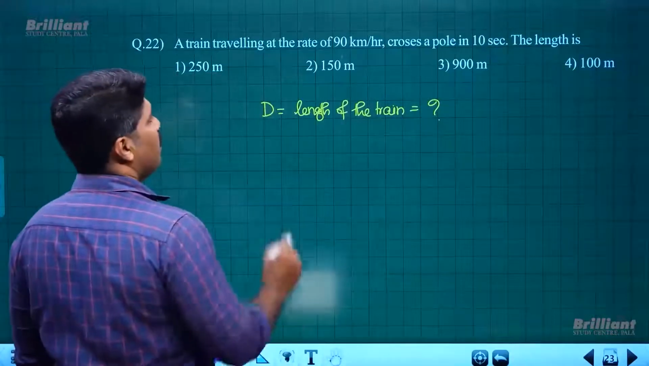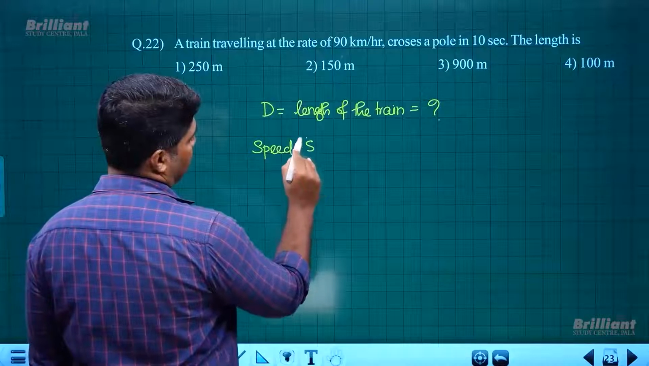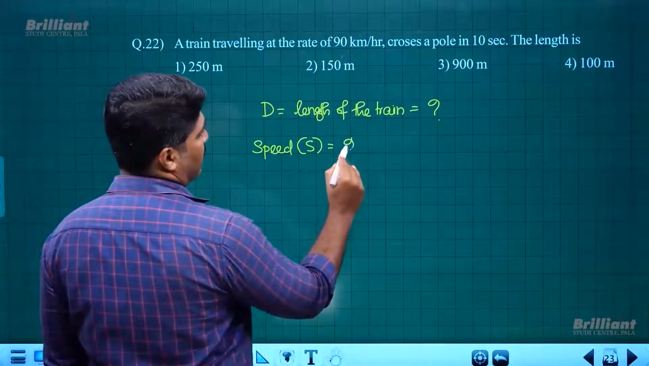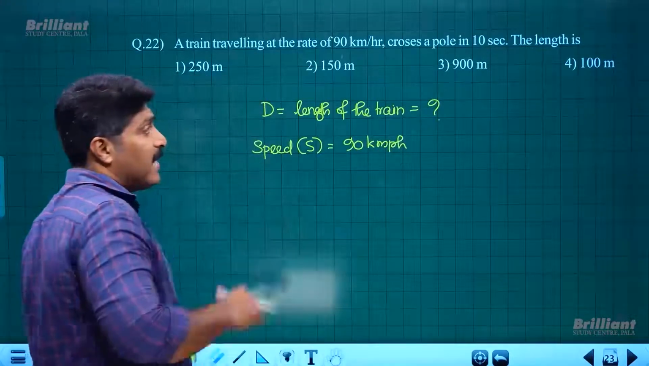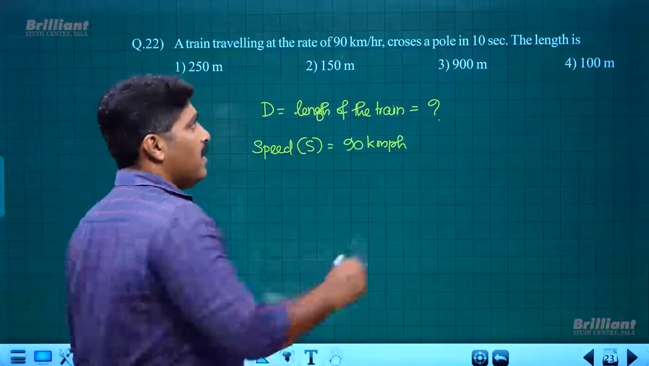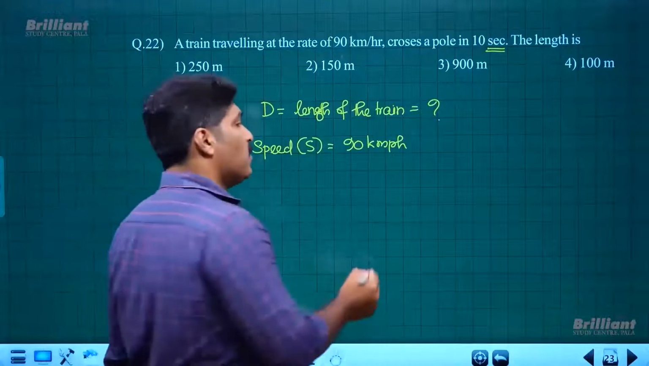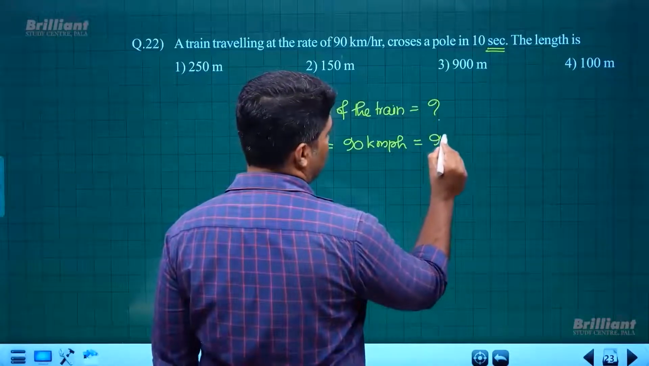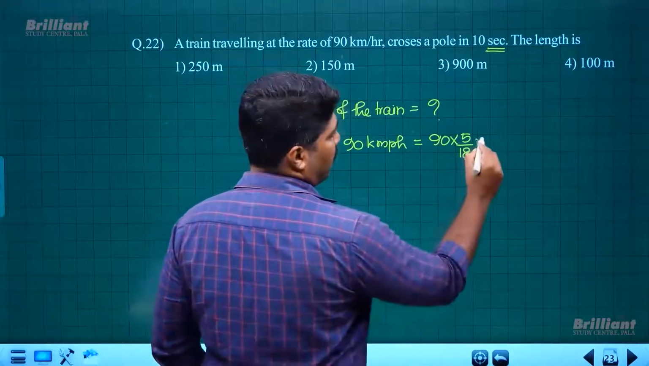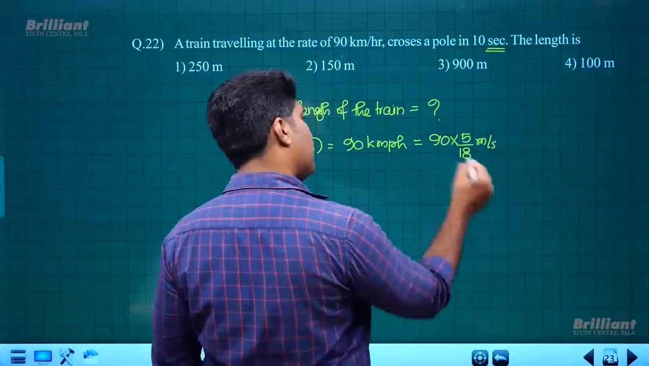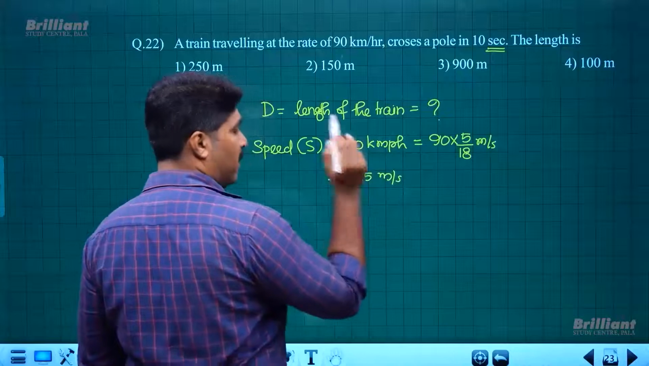Correct? So here, what is the speed of the train? That is 90 km per hour. And how to convert? In train related problems, the time is in seconds. Therefore, speed we have to express in meters per second. So how to do such a conversion? This is 90 into 5 by 18 meters per second. Here we know that 18 into 5 will make this 90. Therefore, this is 25 meters per second.